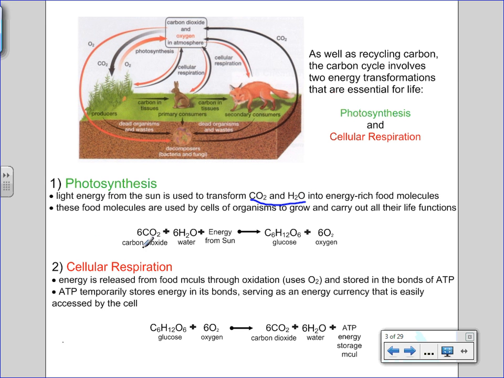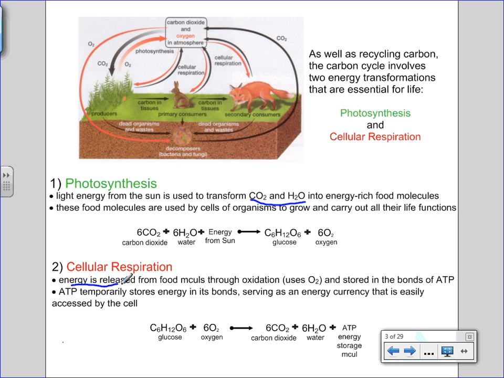This is the equation for photosynthesis. It says carbon dioxide plus water plus energy from the sun gives glucose and oxygen. Cellular respiration, on the other hand, is almost like the opposite, but it's not the exact opposite because we don't give energy back to the sun. The energy is in different forms. Okay, so in cellular respiration, energy is released.